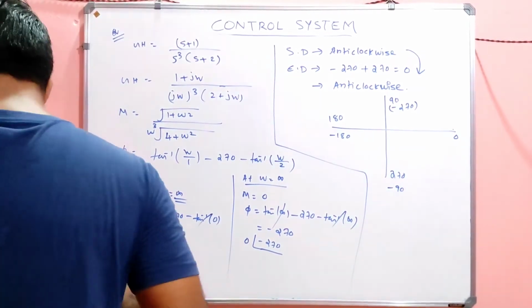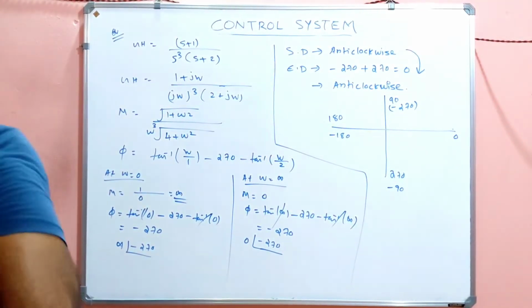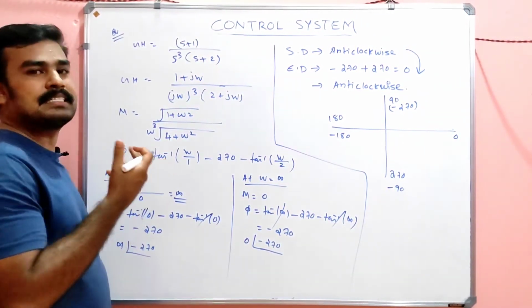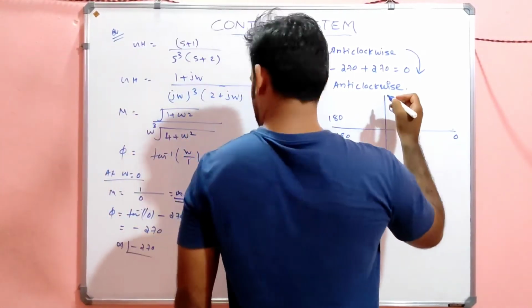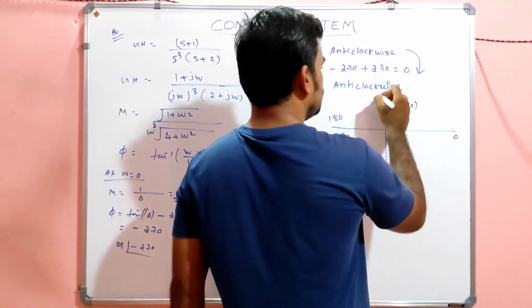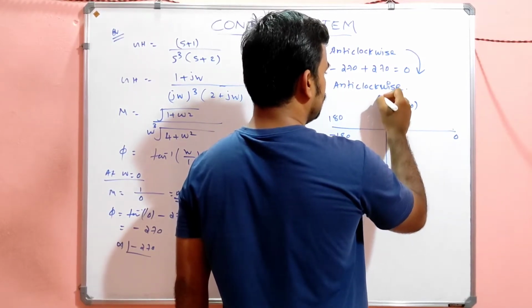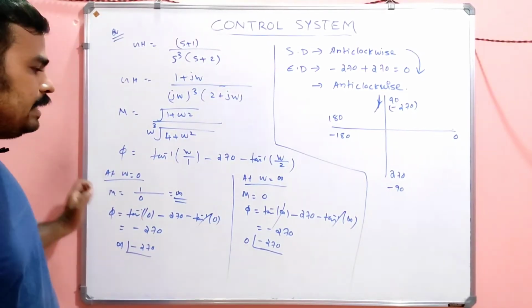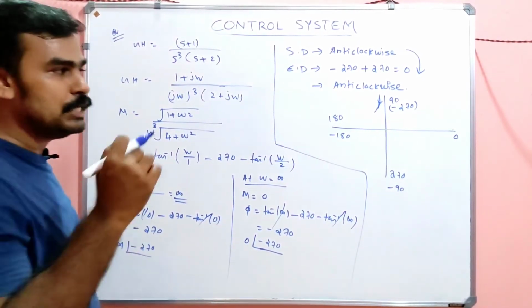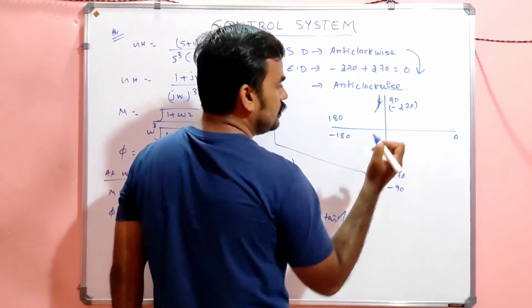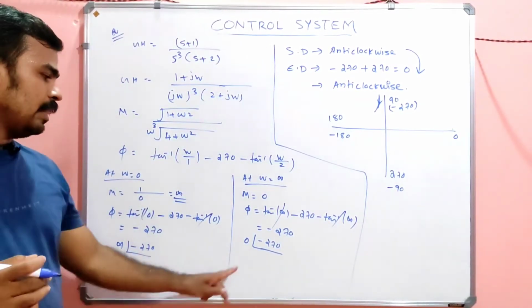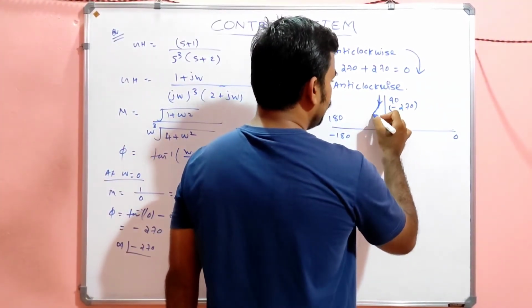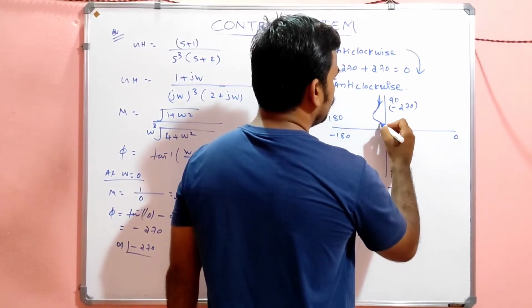With angle minus 270, am I right? Infinity at angle minus 270 it will start, because at omega equal to 0 this is the starting angle. So in the anti-clockwise direction, it will start from minus 270. And what will be the ending direction? It will end at 0 magnitude, my dear. This point is the 0 magnitude. It ends at angle minus 270, which means it ends in the same direction. So this will be the plot.